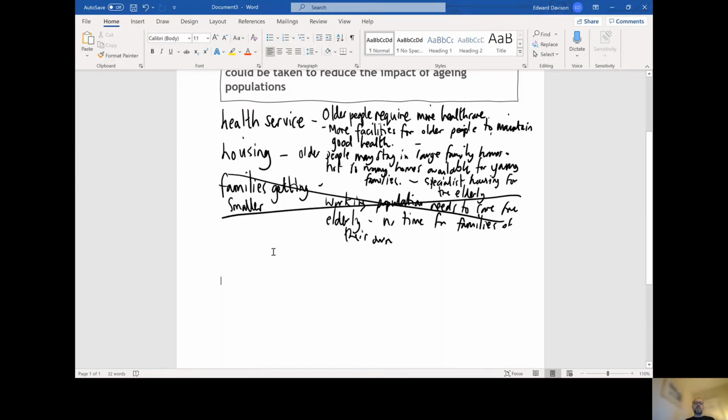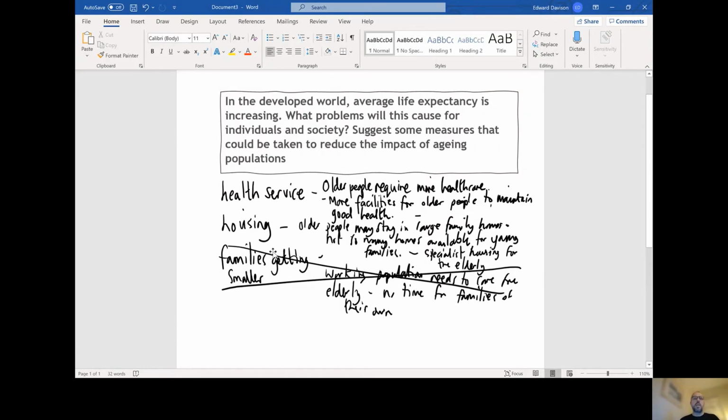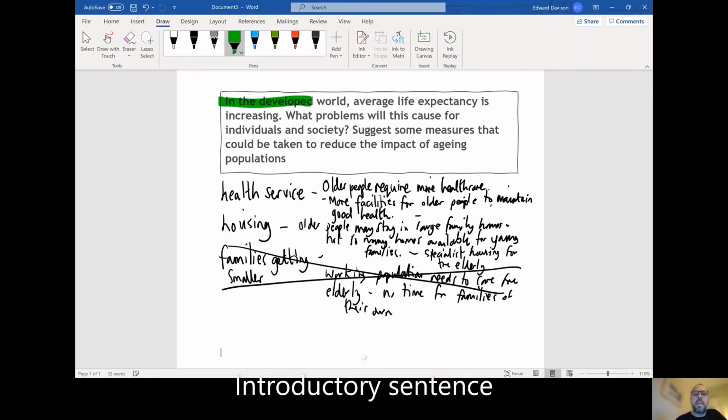Okay, so I'm ready to start writing. Remember, in the introduction, I want to paraphrase the question in my introductory statement. So they say, in the developed world, average life expectancy is increasing. Problems, measures, I like individuals and society as well. I might just use that directly as it is.